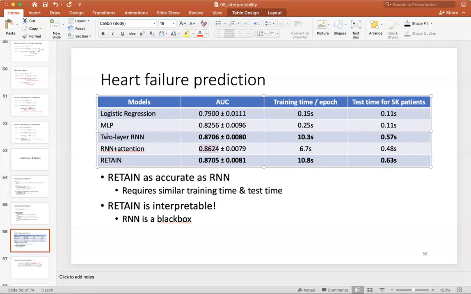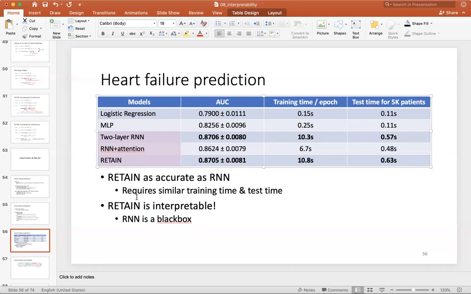So the takeaway lesson is that even though RETAIN made some sacrifice by making the pathway linear, the decrease in predictive performance is not that much. It's negligible. And then, as I've shown you in the demo, it is fully interpretable. So it's actually a pretty good model to use.